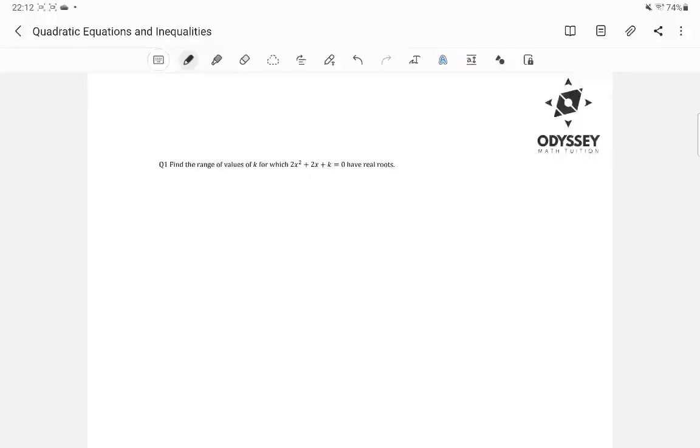Welcome to the topic on quadratic equations and inequalities. In this particular question, we will be looking at how to find a range of values of k for which this quadratic equation has real roots. So the question asks: find the range of values of k for which the quadratic equation 2x squared plus 2x plus k equals 0 has real roots.